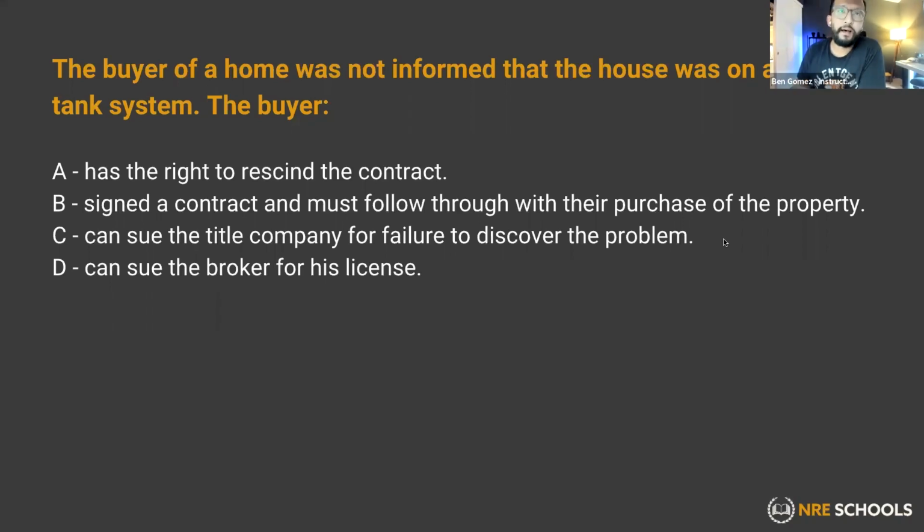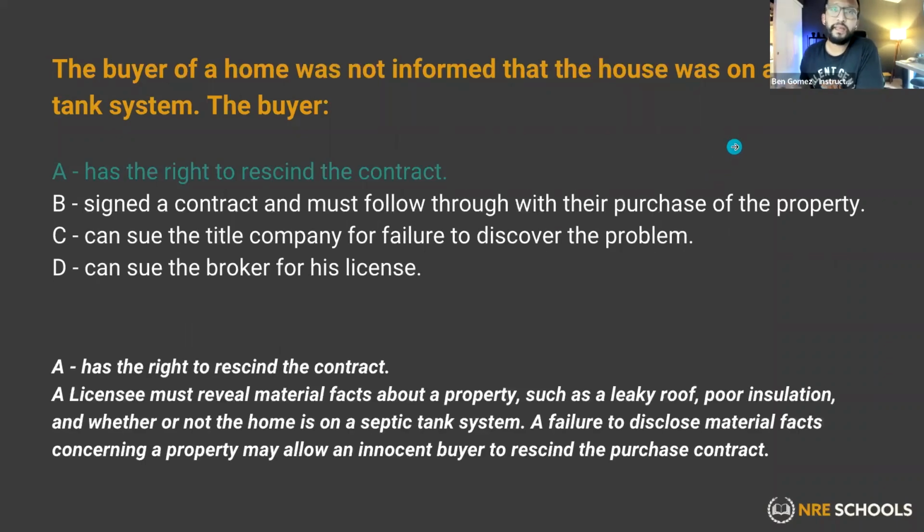Hey, if the buyer finds out in escrow that the buyer of the home was not informed that the house was on a septic, it really should say more about what part of the process, but the way they word the question, the buyer would have the right to cancel this agreement. If they did not know that the home was on a septic, they have the right to rescind the contract.